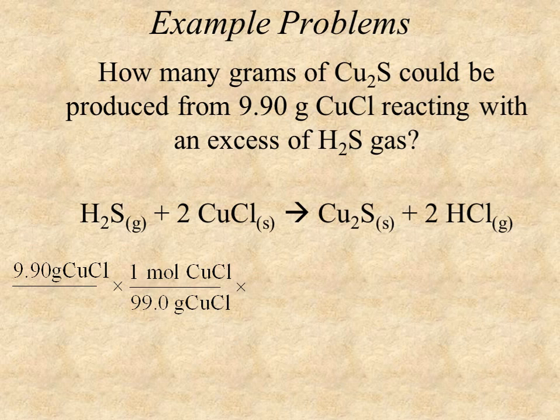In the mole ratio step, the final material is always on top and the starting material is on the bottom. So the moles CuCl will be in the denominator. The numbers come from the balanced equation coefficients. CuCl has a coefficient of 2, so we'll have 2 moles CuCl on the bottom of this next conversion. And the Cu2S has a coefficient of 1, thus giving us 1 mole of copper 1 sulfide in the numerator.